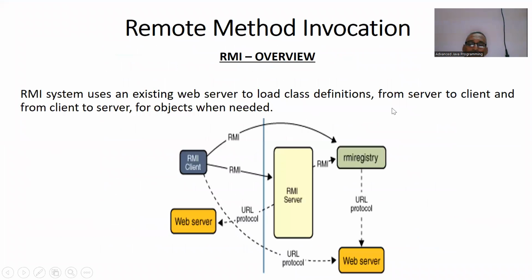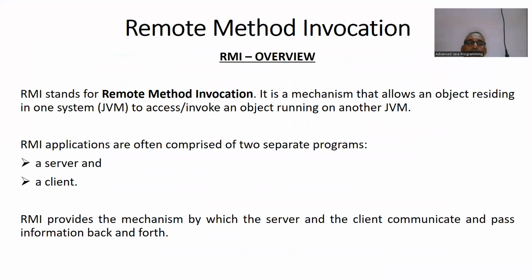First, let's see about RMI. RMI means remote method invocations. RMI stands for remote method invocations. It is a mechanism that allows an object residing in one system to access or invoke an object running on another JVM, meaning Java Virtual Machine.